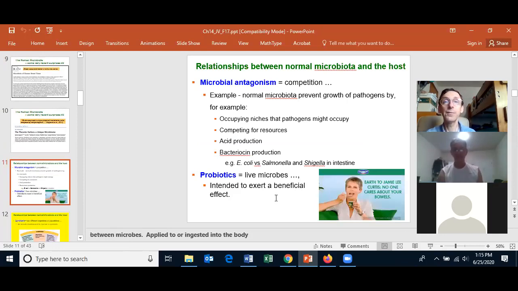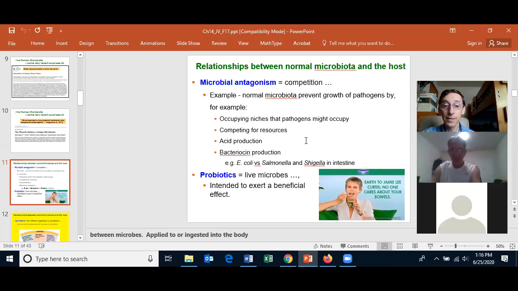So there's a relationship between the normal microbiota and the host. And this is generally a good relationship because the normal microbiota can engage in antagonism, and that's competition with human pathogens. So the normal microbiota can prevent the growth of pathogens by occupying niches that the pathogen might occupy.